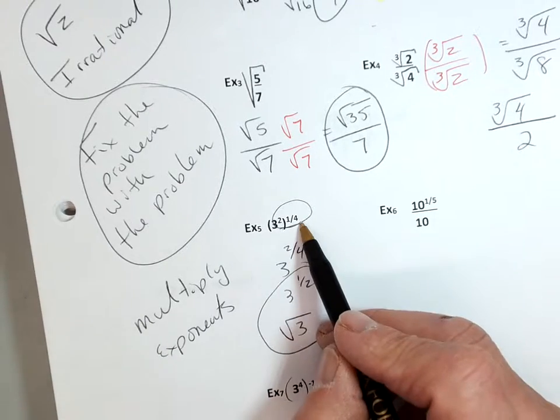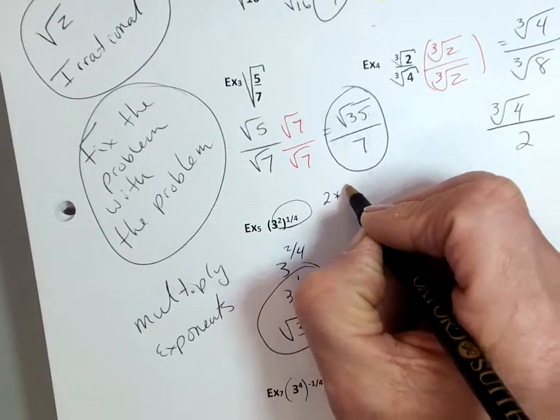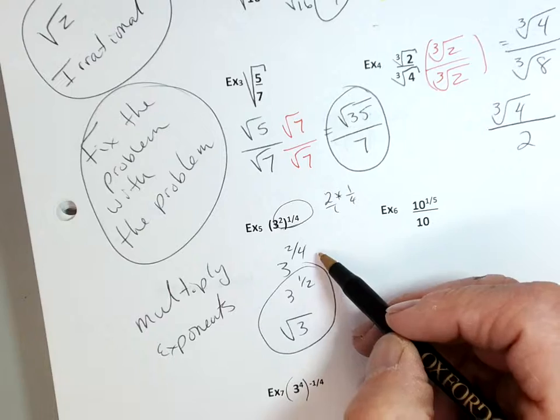I did 1/4 times 2. So 2 on the side, 2 times 1/4, right? 2 over 1, I get 2 fourths. You guys see that? And then I reduced it, okay?